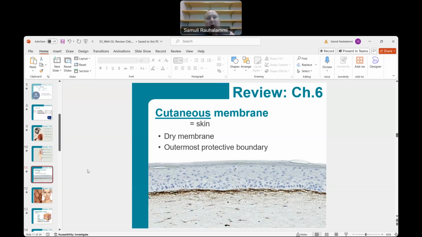So our main focus today is on the cutaneous membrane, which is basically your skin. What we notice is that this is a dry membrane that forms the outermost protective boundary of the body. As you can see in the picture on this screen, a cutaneous membrane is a multi-layered membrane, and it is made of these squamous shaped cells, and they are produced at the basal membrane level.